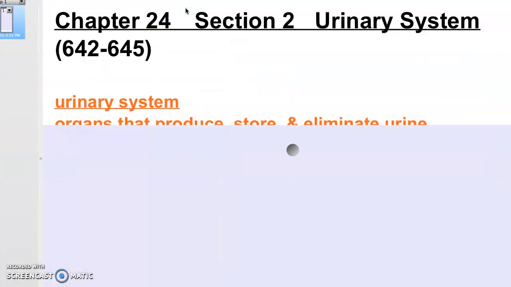Okay, so we're going to be going over the urinary system today. You guys took notes on this the other day, so if you could have those out, we're going to need to basically write down anything we don't have or highlight things that we do. We're going to be doing some work with the digestive and urinary system kind of combined.